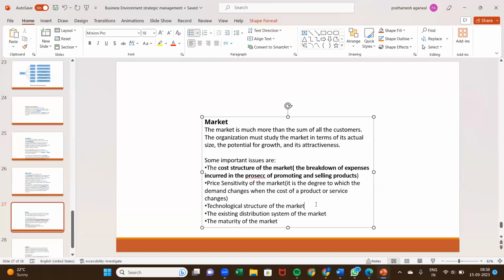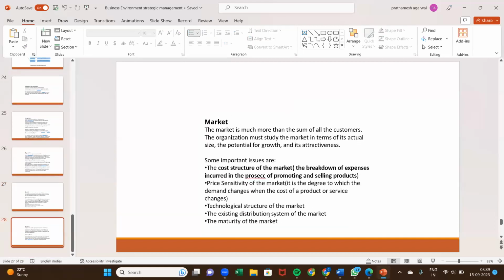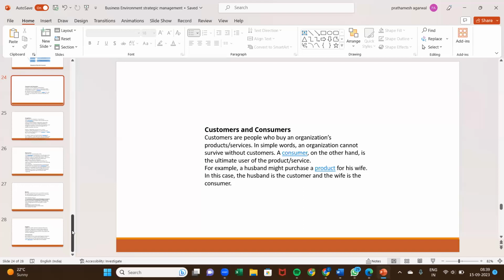So what are they doing? They're collecting the data and they have access to the data from which they call us and they try to understand the behavior of their consumers and the preferences of the consumers. Then the existing distribution system of the market. How are the goods distributed? What are the channels of distribution, and the maturity of the market?